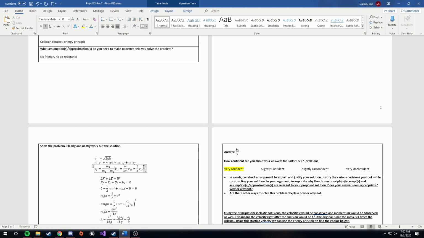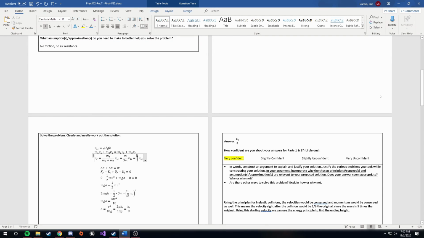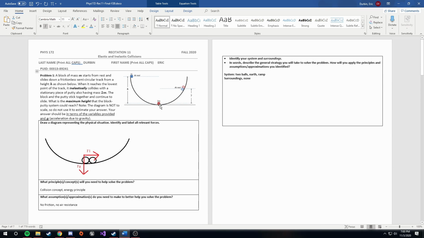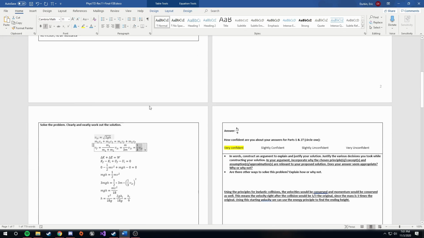Doing good. Okay, cool. So using this velocity as the initial velocity for the situation we're going through now, I'm setting the initial position at the point of the collision and the final position at the highest point. Due to the energy principle, the change of kinetic energy plus the change in internal energy is equal to the work, and the system is everything, so there's no work.